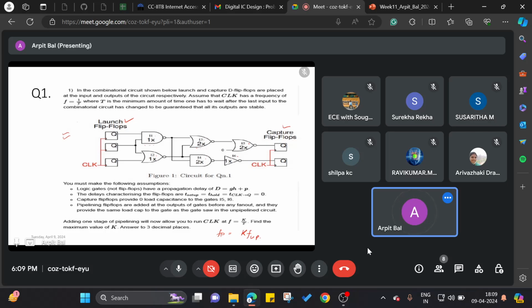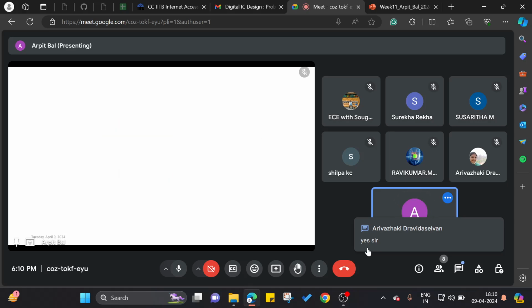Okay, is it noted? Others? Okay, we'll start then. First thing, we need to determine the electrical effort, logical effort, and parasitic effort of each and every gate. So let me start.